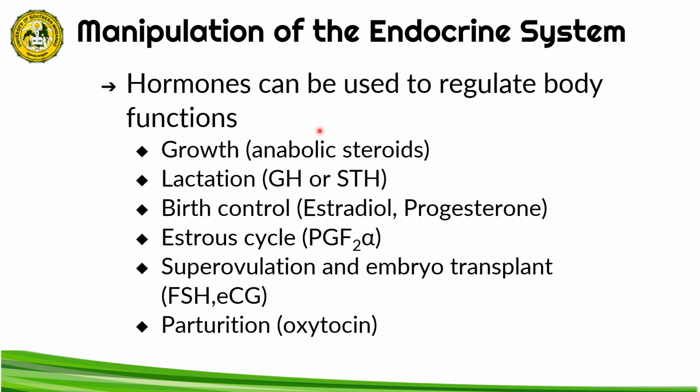So for example, the anabolic steroids can be used to promote growth. The growth hormone or the somatotropin can be used to regulate lactation. The estradiol and the progesterone are also important as a birth control. The PGF2 alpha is of course important in the regulation of the estrous cycle. The follicle stimulating hormone and the equine chorionic gonadotropin are important for their function in superovulation and in embryo transplant, as well as, of course, we have the oxytocin, which is very important for the induction of parturition.